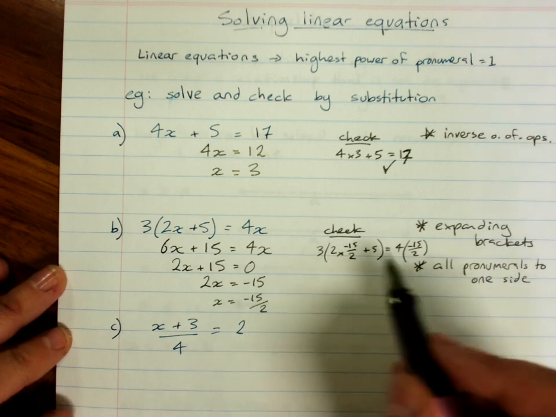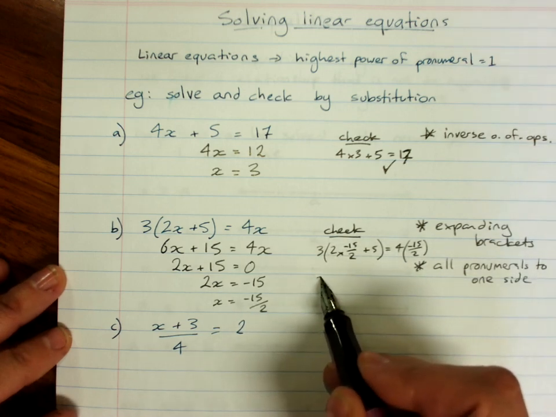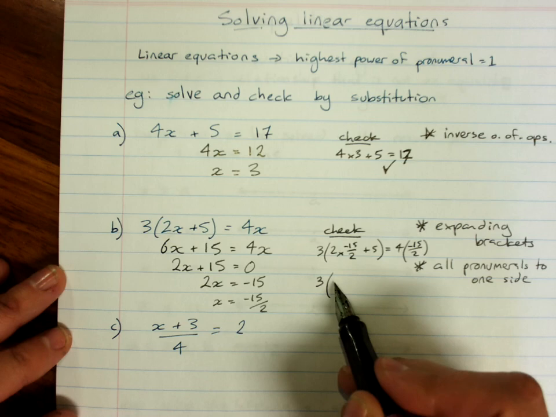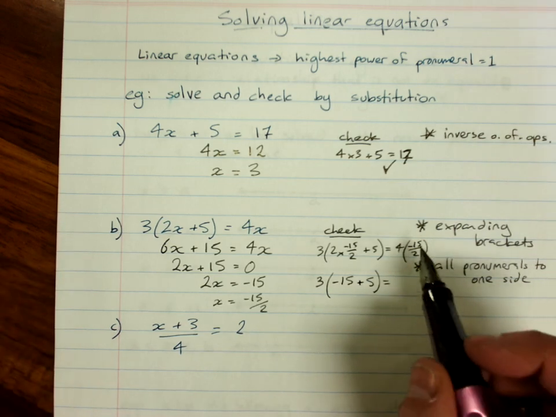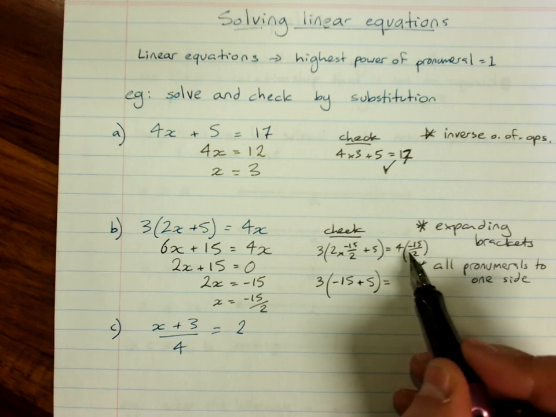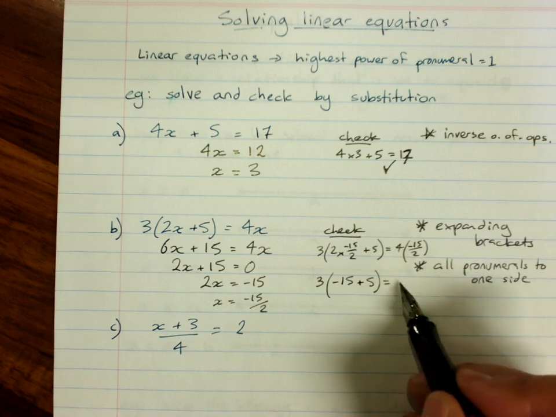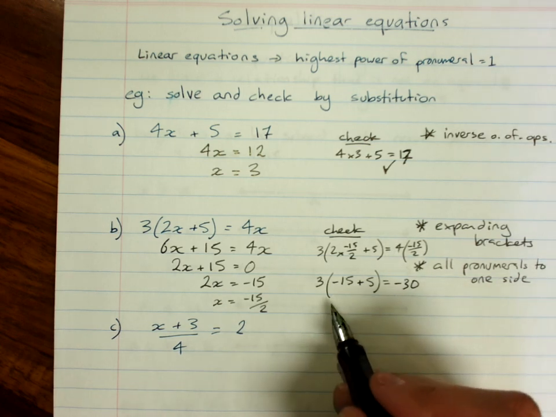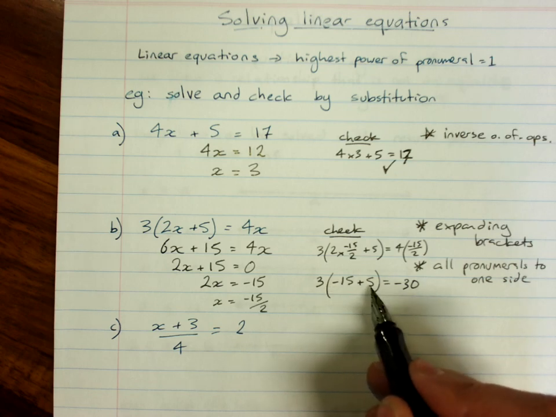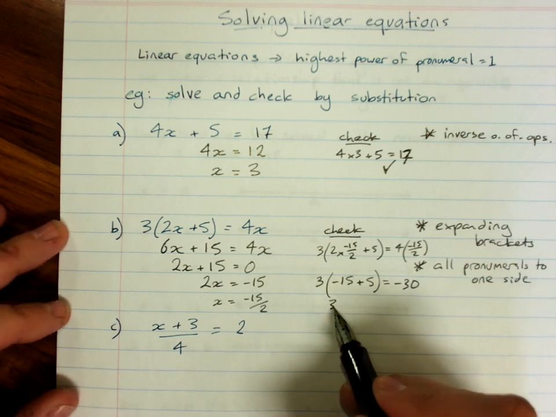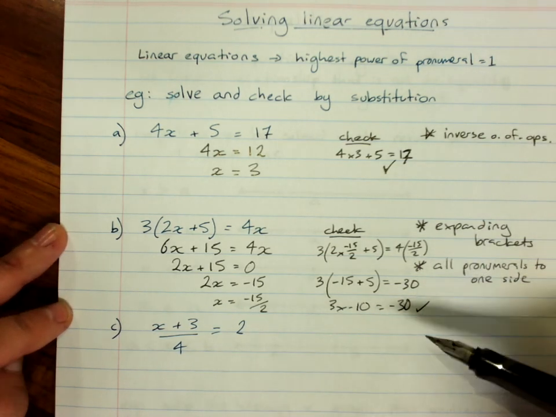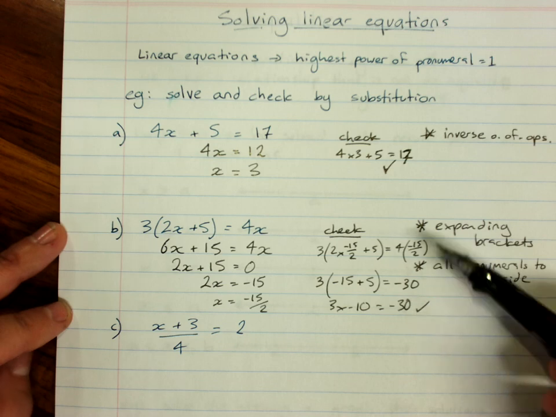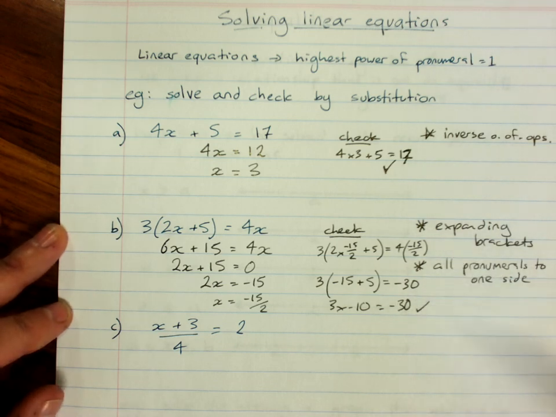But it's not as bad as it looks, because of course we can cancel. So this is 3 times 2 cancels, negative 15 plus 5 equals 4 times, so that's going to be 2 times negative 15, so negative 30. And negative 15 plus 5, that's negative 10, so 3 times negative 10 equals negative 30. Yes, we're correct. So it's worthwhile working through a check if you've got time, especially at the end of a test.